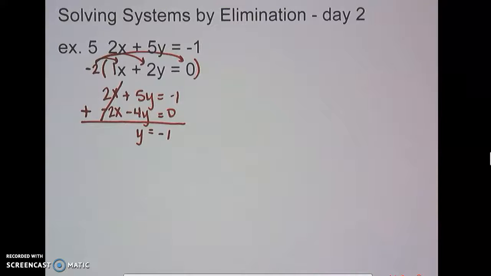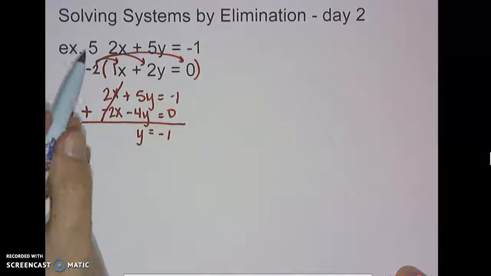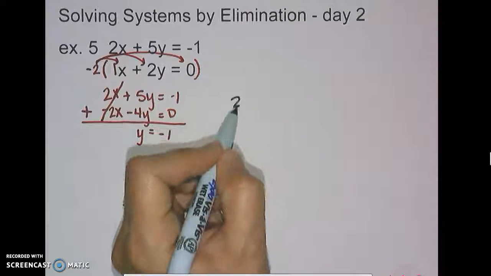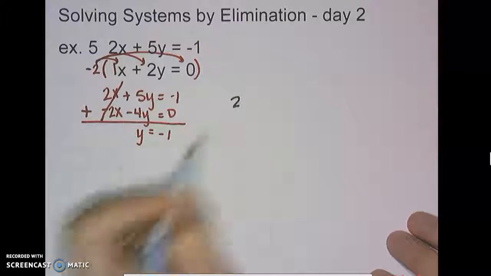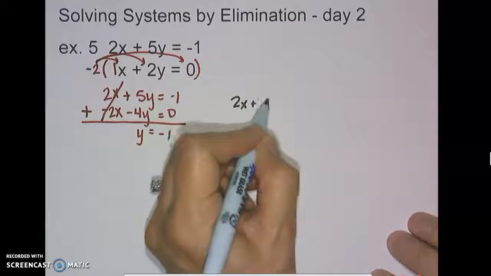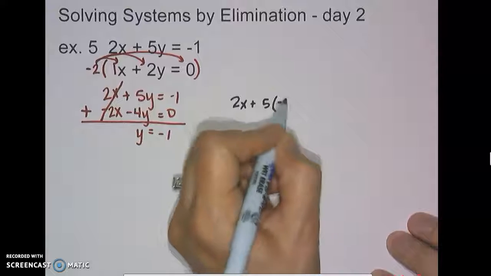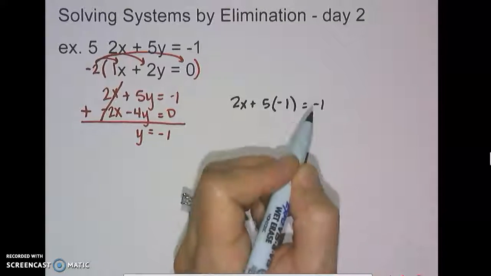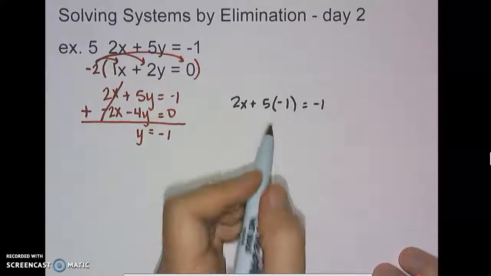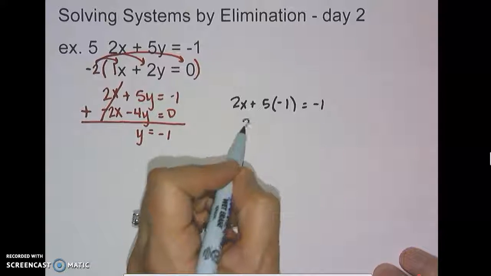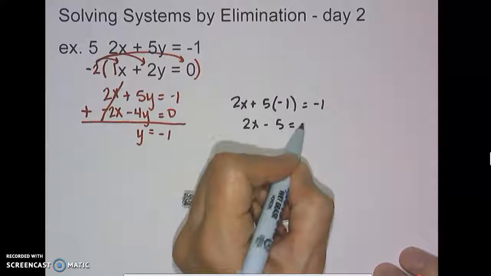And so now we're going to take that information and plug it back into one of the original equations. It doesn't matter if you choose the top one or the bottom one, but we're going to substitute back in. So let's choose the top one. So we have 2x plus 5 times our y value, which is -1, equals -1. Working on this, we have 2x minus 5 equals -1.